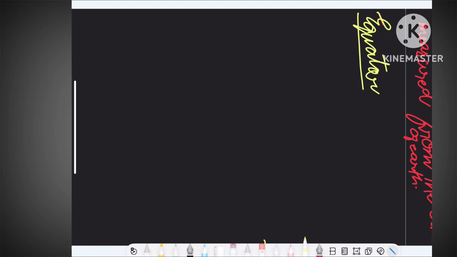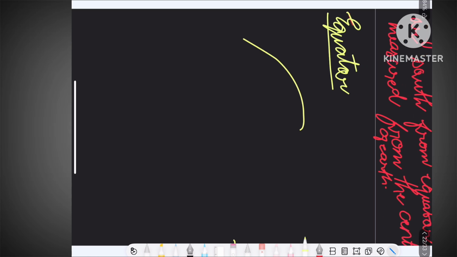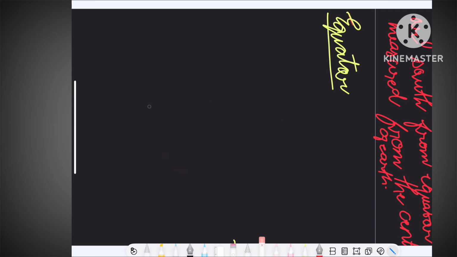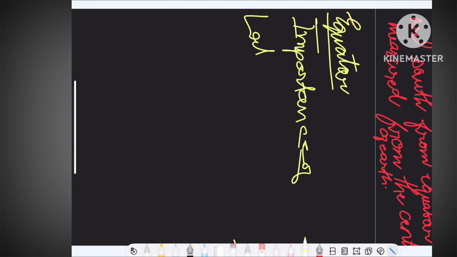Then comes the frigid zone. The frigid zone is near the polar regions, where these are the poles. So near these regions are the frigid zones, very cold, and this area is of high latitudes. What is the importance of latitude? The first importance is the climate, and the second is location.